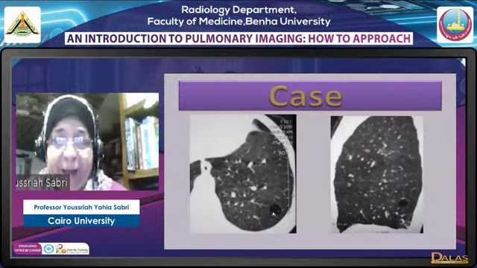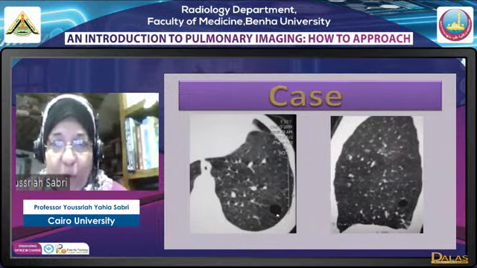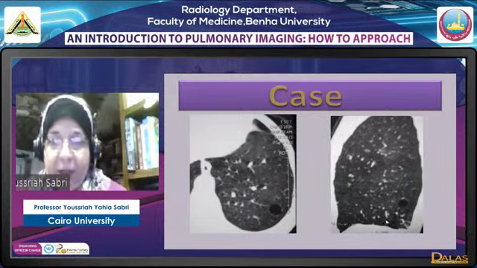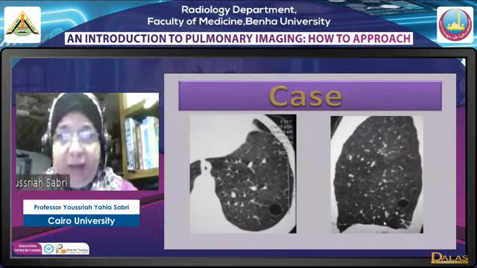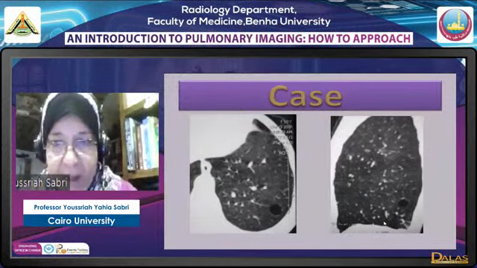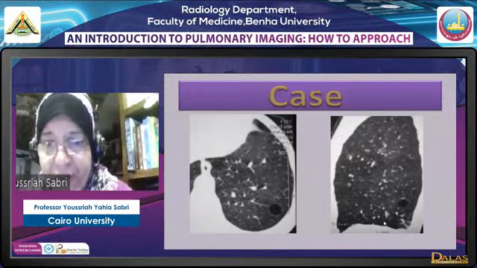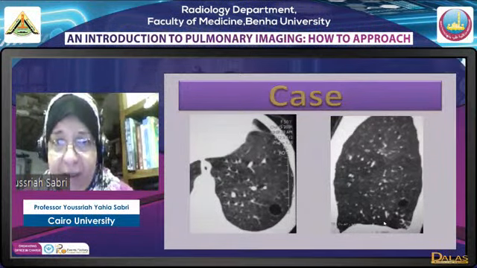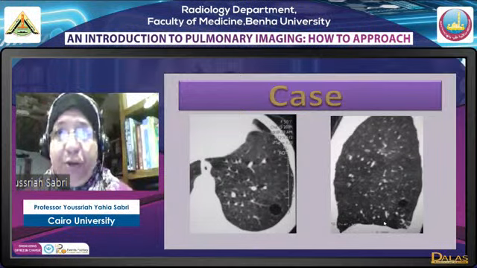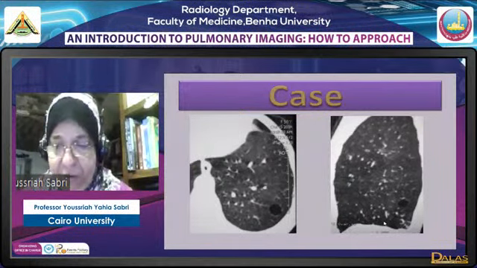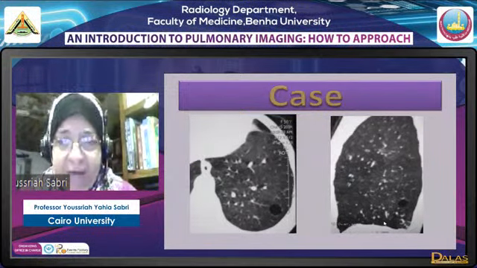Here we have a hole with a wall. A hole with a wall is a cyst. Now, coming to cysts, we have single cyst with a certain differential diagnosis, multiple cysts with a certain differential diagnosis, and bilateral cysts with a certain distribution, and this will have another differential diagnosis. We have a single cyst here.